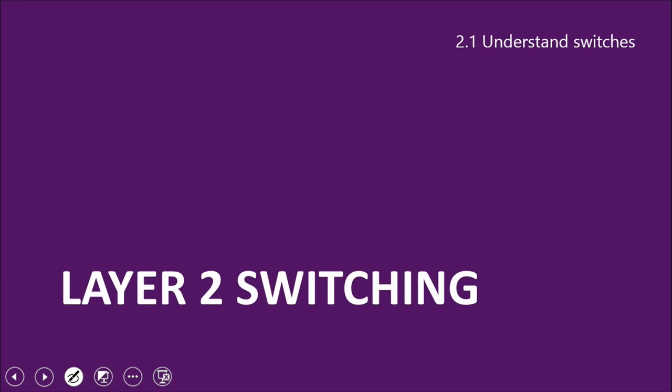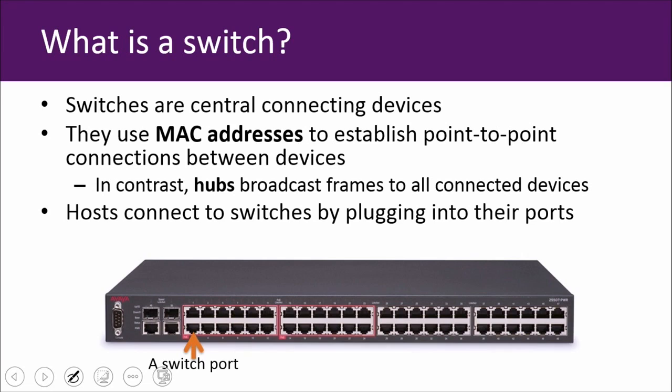All right, so now that we've talked about the first two layers, let's talk about layer 2 switching. So how do the devices that operate on networks function within these two layers? First off, let's start by talking about what a switch is. A switch is a central connecting device like we had detailed earlier. Switches use MAC addresses to establish point-to-point connections.